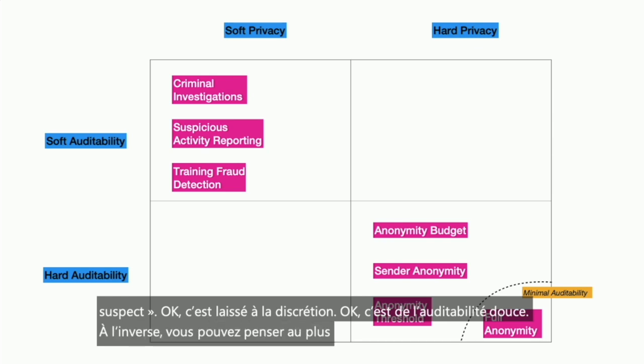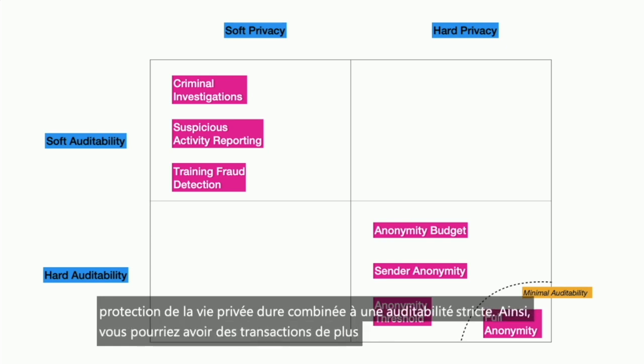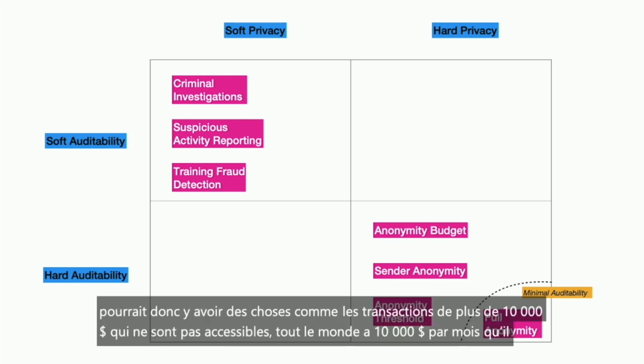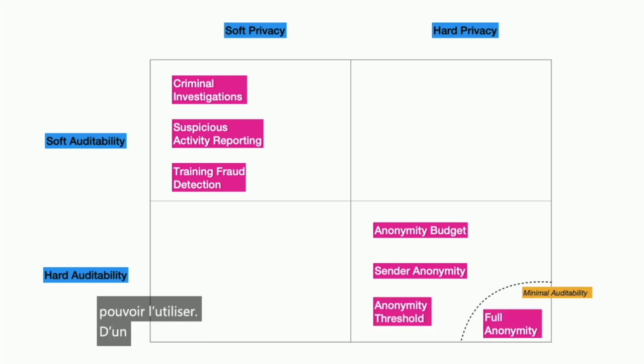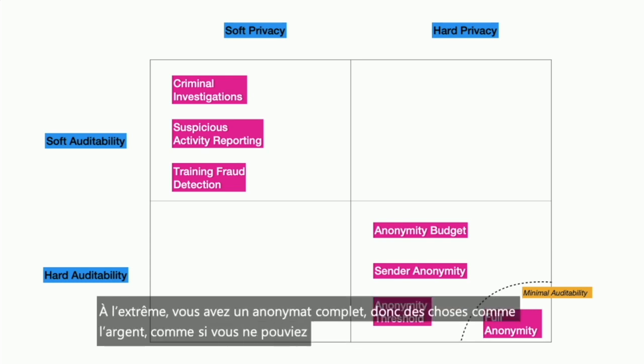On the converse side, you can think of the hardest of the hard, right? Like hard privacy combined with hard auditability. So you could have things like transactions over $10,000 cannot be accessed. Everyone has $10,000 a month, they can use it. On the extreme side, you can have full anonymity. So things like Zcash, like you can't see anything. There's nothing to be seen.